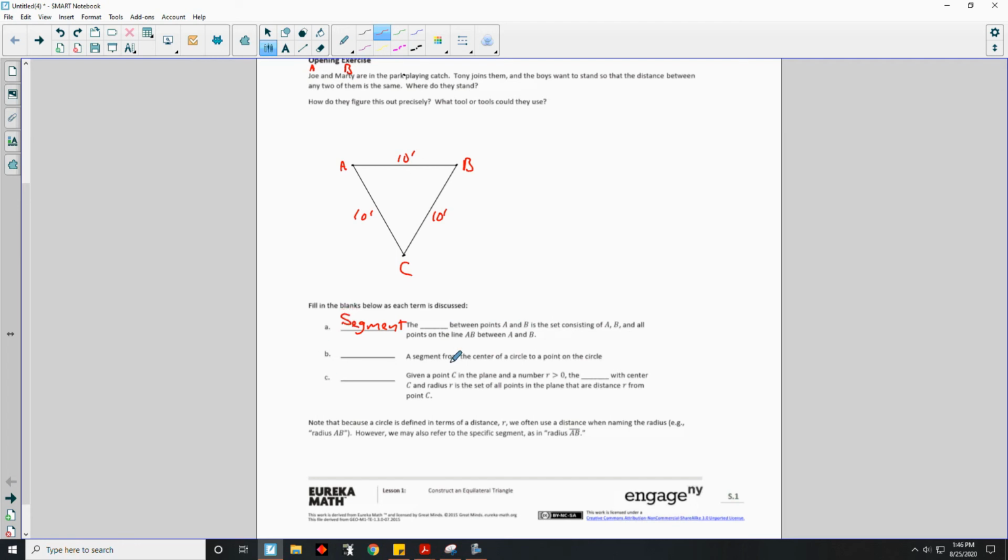B says, a segment from the center of a circle to a point on the circle is called a radius. And C says, given a point C in the plane and a number r greater than 0, so a radius that's positive, the blank with center C and radius r is a set of all points in the plane that are distance r from point C, and it is called a circle.